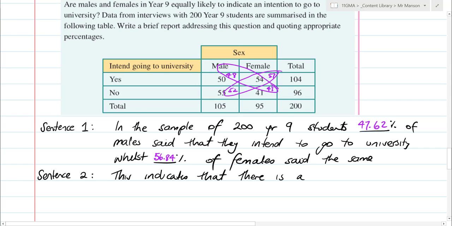And you can put in some descriptive terms to just show that you understand it's not quite as strong as you thought. So you could say it's a weak association between these variables.